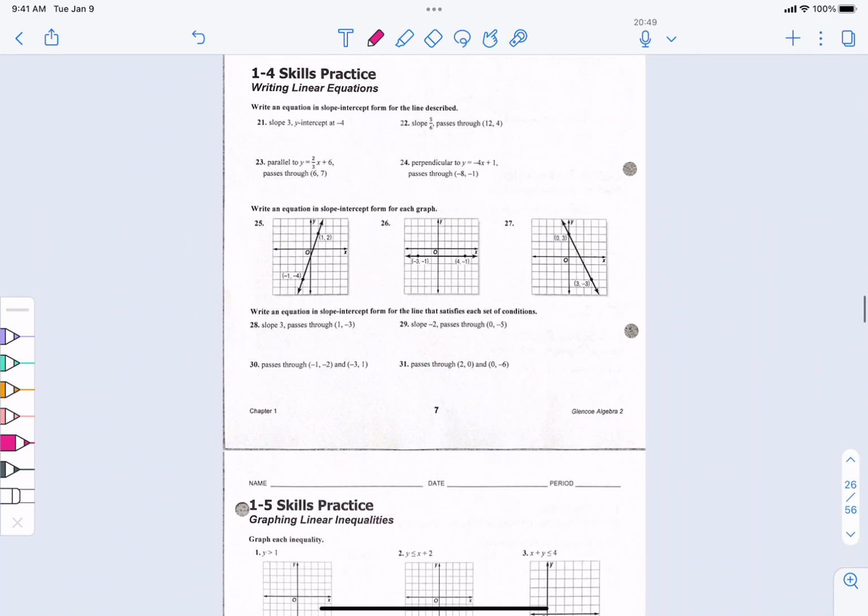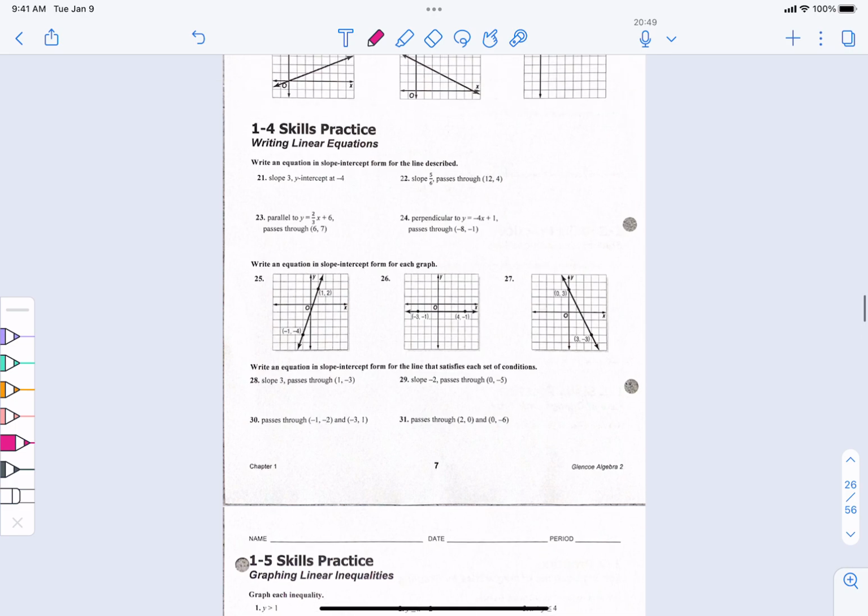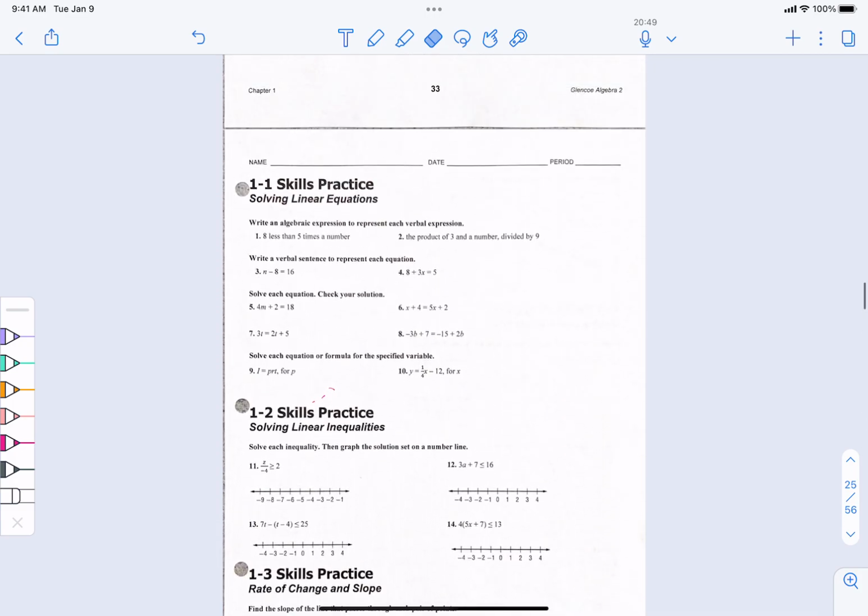We're going to try to get through section 1-4 today, which is the first half. Last class, seventh period, we got to about number 25. That's all we got to. So we'll see how far we get, but we're going to try to go as fast as we can.